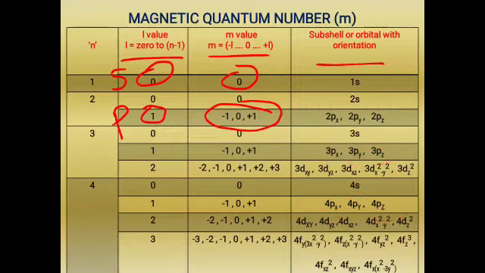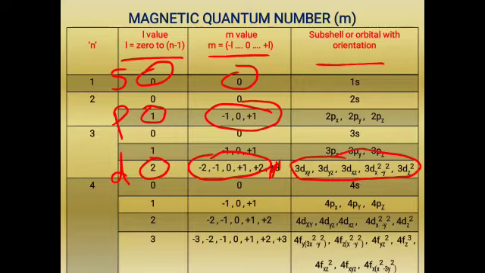What about L is equal to 2? L is equal to 2 means it represents the d orbital. For L is equal to 2, we get 5 different values for m: minus 2, minus 1, 0, plus 1 and plus 2. 5 different values are possible, which means the electrons present in d orbital are distributed in 5 different directions. What are they? 3dxy, dyz, dxz, dx square minus y square, dz square.